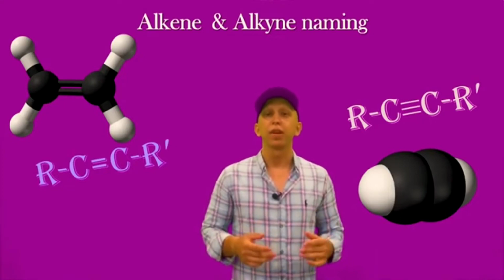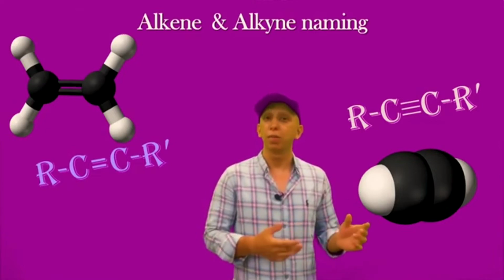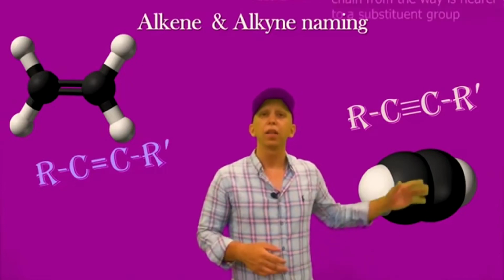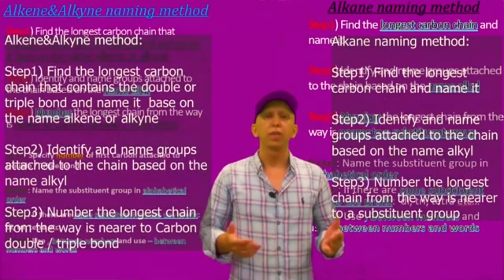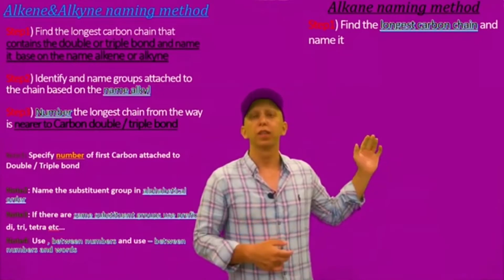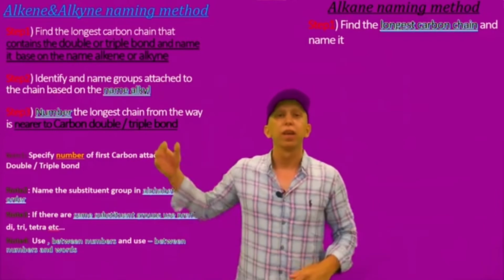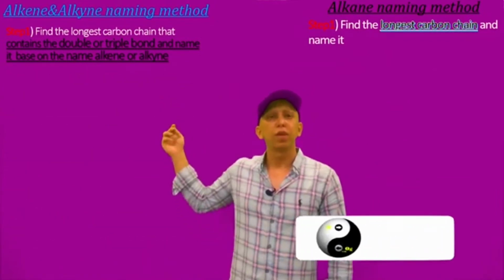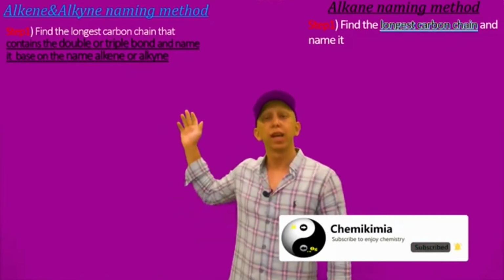Or we have to start numbering the main chain from the way that it's nearer to the double bond or triple bond. To understand it better, we compare the alkane steps and the alkene and alkyne steps. As we know, in an alkane structure, in step 1, we find the longest carbon chain as our main chain. But in alkenes and alkynes, we choose the longest chain of carbons that contains the double bond or the triple bond.